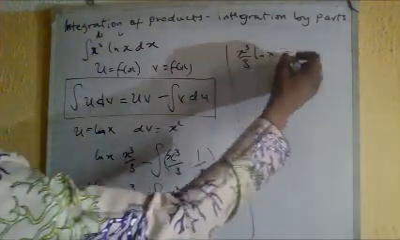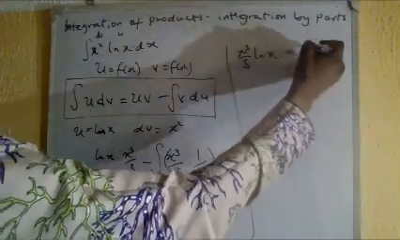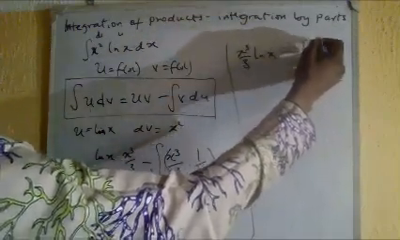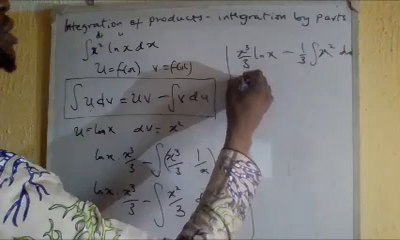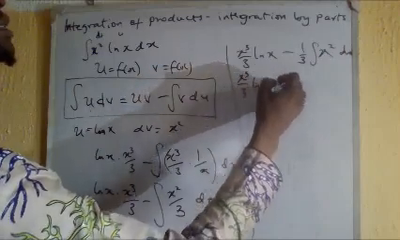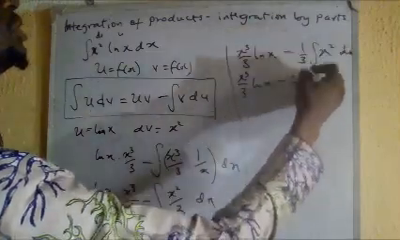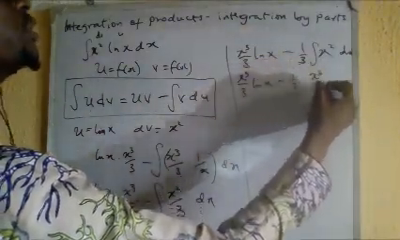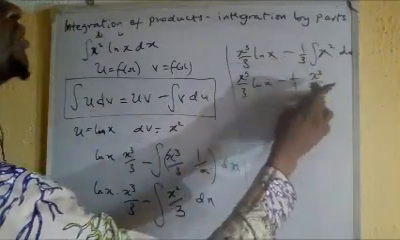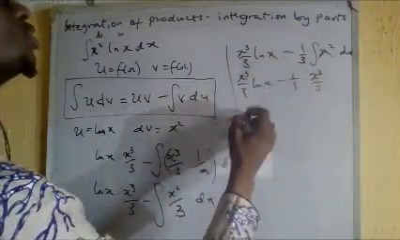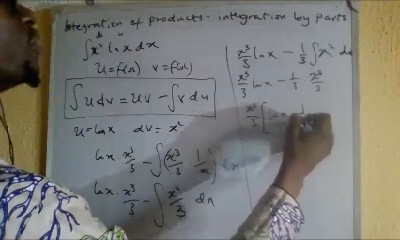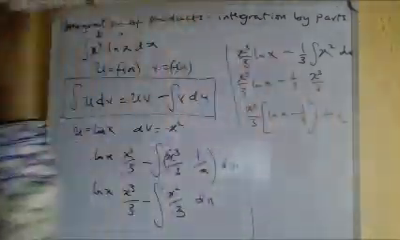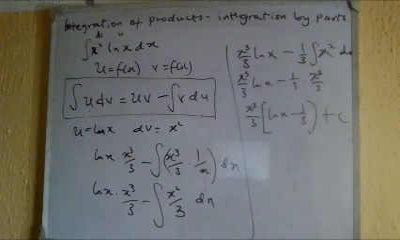Then I have the integral of x squared dx. So x cubed over 3 ln x minus 1 over 3. Integrate this one, you have x cubed over 3. Okay, so I have a common factor. These two are common. So I have x cubed over 3, then ln x minus 1 over 3, plus c. So this is the answer. It is easier if you just pick which one is the u and the dv.